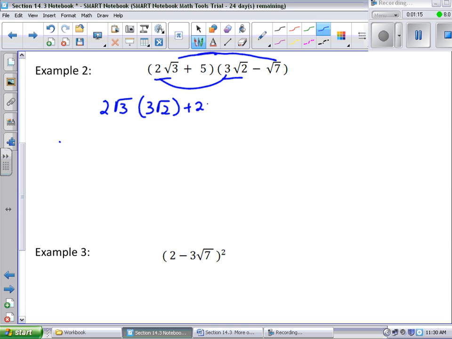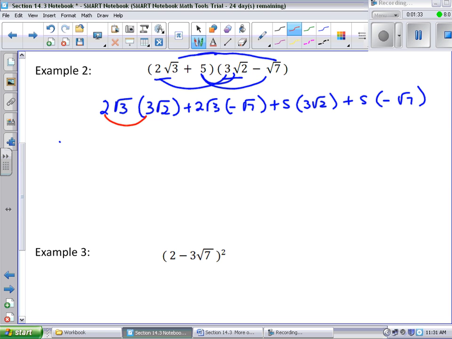That would be plus 2 square roots of 3 times negative the square root of 7. And then I'm going to do the inside terms, which would be plus 5 times 3 square roots of 2. And then I'm going to do the last, so I'll have 5 times negative the square root of 7.